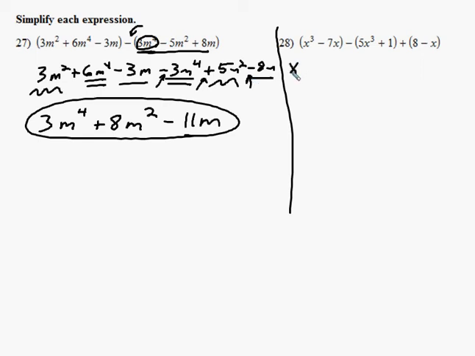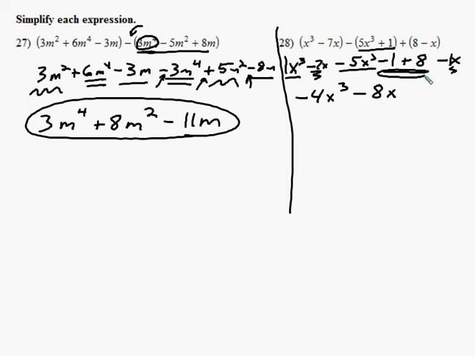Over here we can rewrite this one for number 28, x cubed minus 7x. This is subtraction, so I'm going to change the signs of those. So that's a minus 5x cubed minus 1. This is plus, so we don't change any signs there, so plus 8 minus x. So we want to look for like terms, starting with the highest, which is the cubed. We have an x cubed, which really means 1x cubed. So 1x cubed minus 5x cubed is negative 4x cubed. Next we have x's, negative 7x minus x. Negative 7x minus, again, this is like a 1x. So that's negative 8x. And then right here, we have negative 1 plus 8, which is 7.